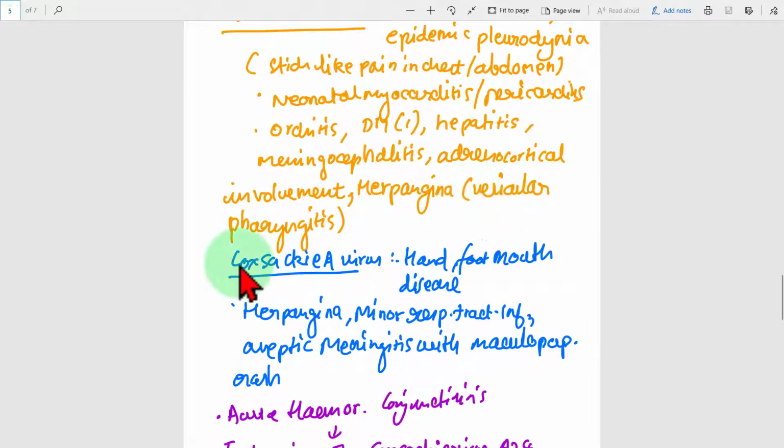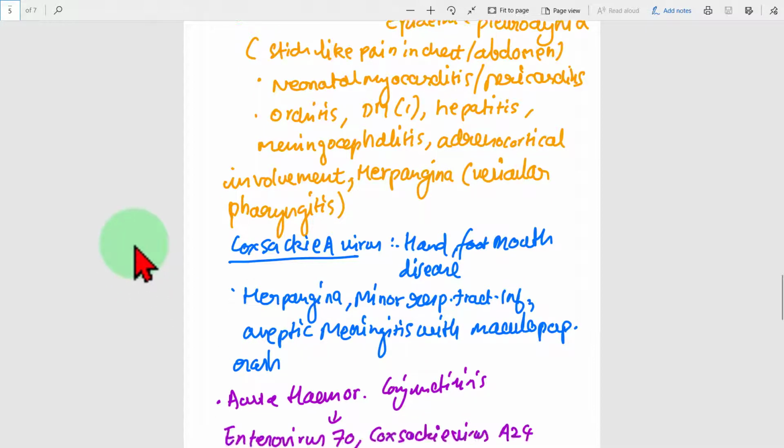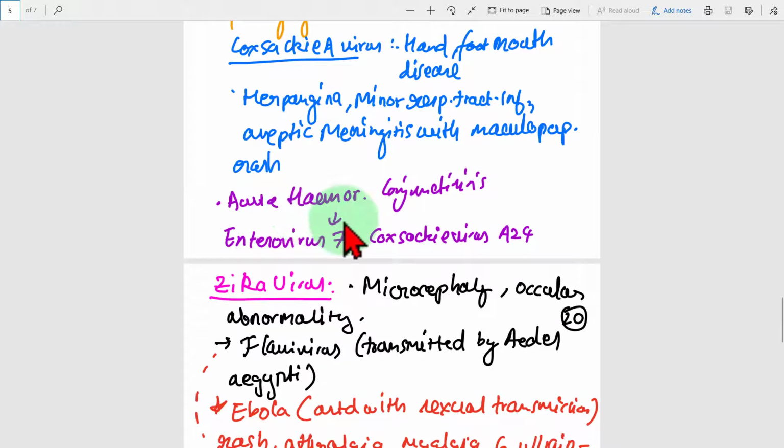herpangina, the vesicular pharyngitis. And talking about Coxsackie A virus, it involves hand, foot, mouth disease, so it is also known as this in short. And herpangina, minor respiratory tract infections, and aseptic meningitis with maculopapular rash are also seen. And now looking at acute hemorrhagic conjunctivitis, it is caused mainly by enterovirus 70 and Coxsackie virus A24.